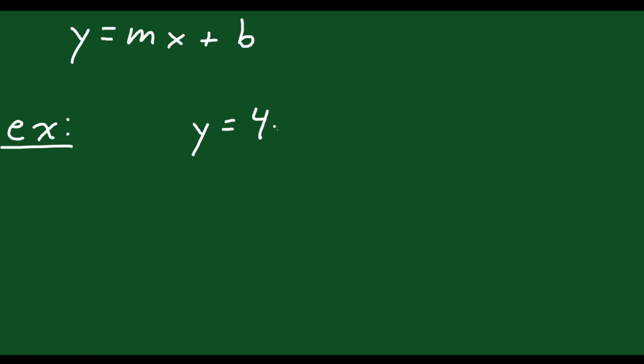Let's do some practice graphing linear equations from the slope y-intercept form. When I say slope y-intercept form, what I'm referring to is just y equals mx plus b. That's the standard way that we write linear equations. So as an example, if I have something like y equals 4x plus 2, it's in that form, y equals mx plus b, the slope y-intercept form. How would I graph this?